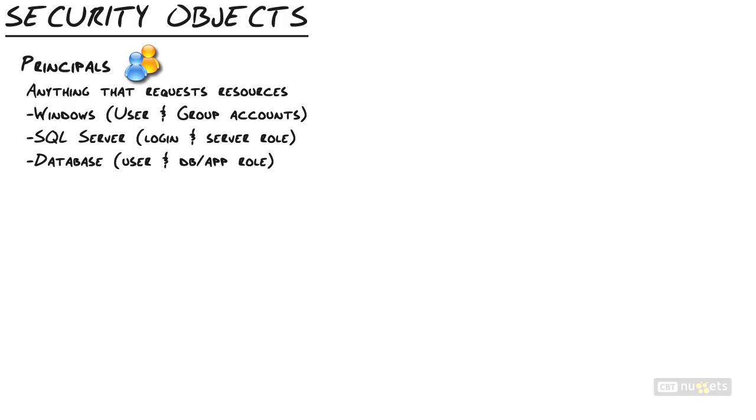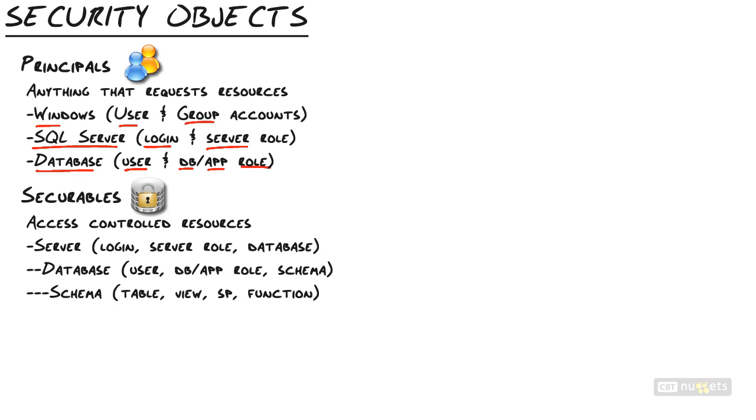Let's start at the core of everything when it comes to security, and that is principals. Principals are the objects that request resources. So in the world of Windows, we have user and group accounts, and within there, there's even local and domain user and group accounts. We have, at the SQL Server level, the instance level, login and server role principals, and at the database level, we have user, database, and application role principals. So these are all the objects that can request resources.